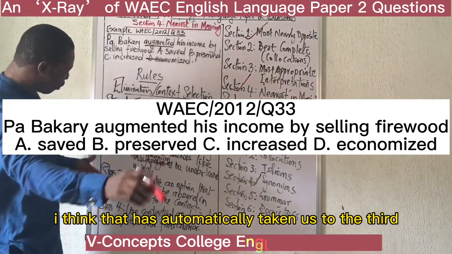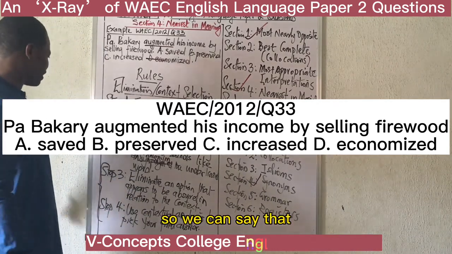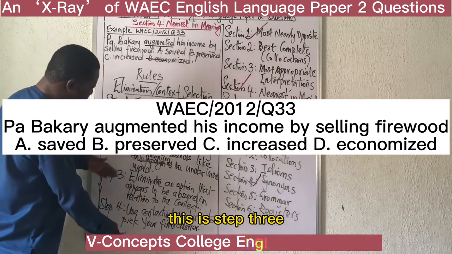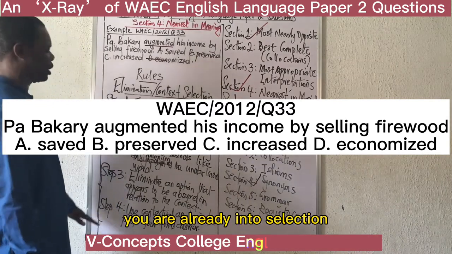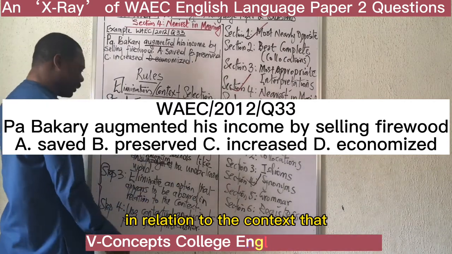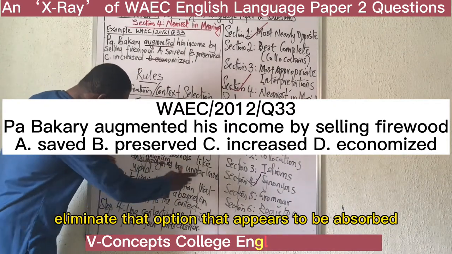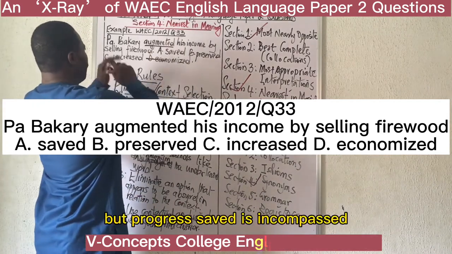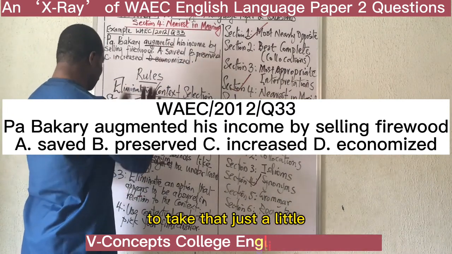into the context. I think that has automatically taken us into the third leg of the rule. So we can say that steps two and three are on elimination, while step four is on selection. But vis-a-vis, step three is between elimination and selection. When you get to step three, you are already into selection indirectly. So now, eliminate the option that appears to be absurd in relation to the context, like we have just removed economize. Saved: Pabakari saved his income by selling firewood. You may be tempted to take that, just leave it alone.